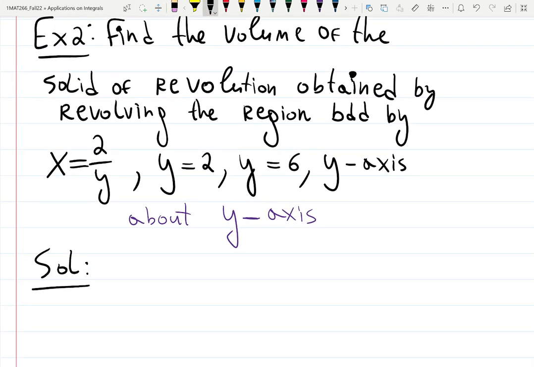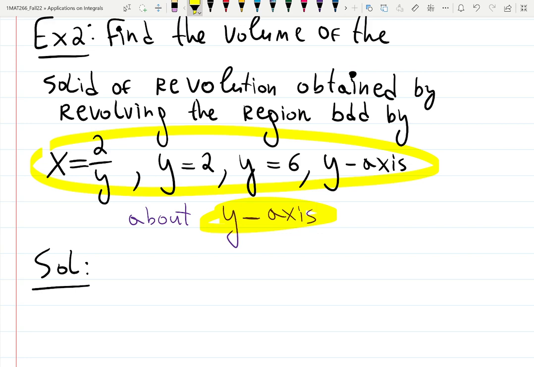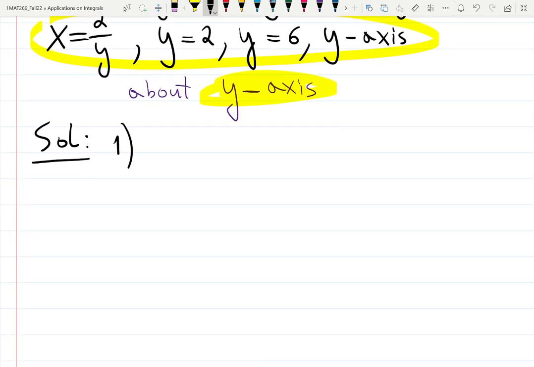Solution. So now you know I need the equations. Here they are. And then I need the rotation information. And it's not always the axis, you should know, so it will be something else in the future. Solution step 1: sketch the 2D graph and then rotate it.